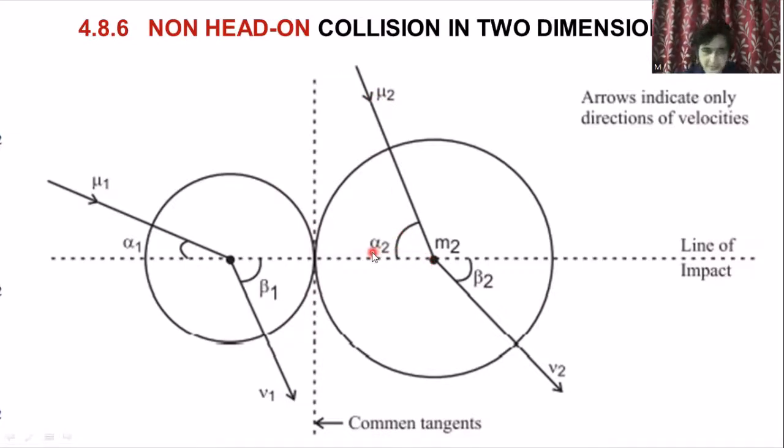After collision, the first body which is having mass m1 will travel with velocity v1 in this direction, and the second body will travel with velocity v2 in this direction.